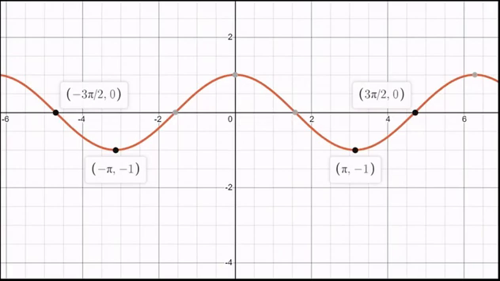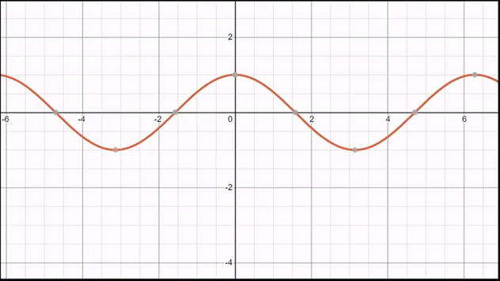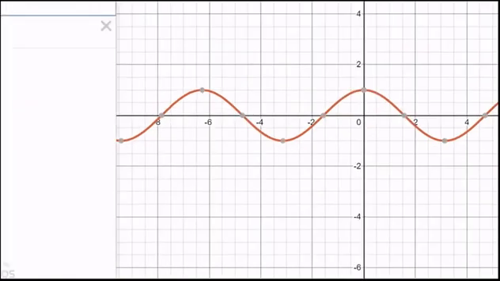Take one more example. Cos of 3 pi by 2 is how much? 0. Cos of 3 pi by 2 is 0. What is cos of minus 3 pi by 2? This is also 0. Okay. I'll give you an example of a function which is an odd function. Now let's take an example of an odd function.